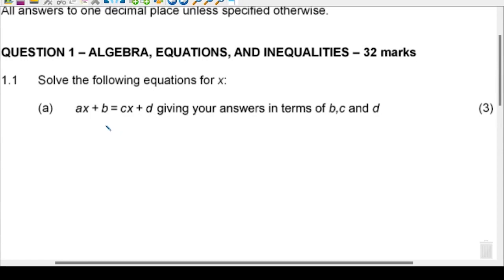Okay, so the first question is around solving equations, and it's the whole of the first topic of this exam, a total of 32 marks, and that's as per what you can expect when you write.